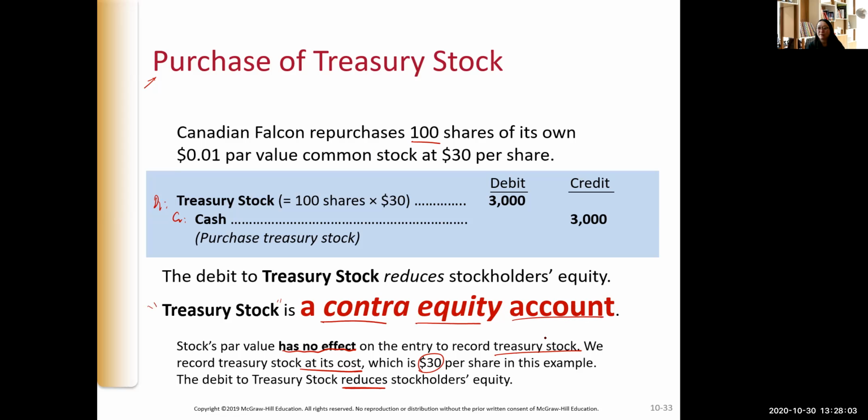Okay, I will definitely test you on this. What is the essence of treasury stock? Asset, liability, or contra equity account? It's a contra equity account. By debiting treasury stock when you buy back, you are actually decreasing equity.